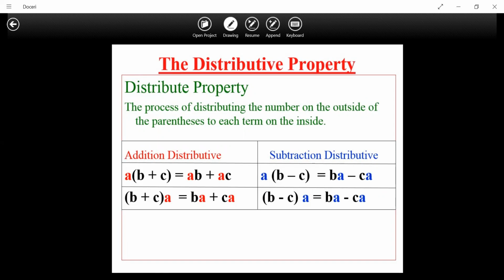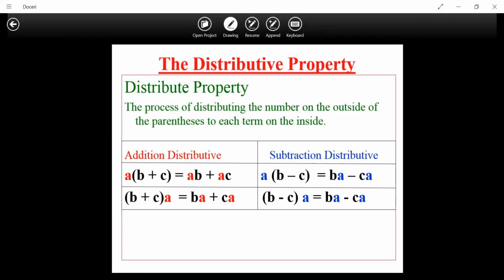Distributive property: the process of distributing the number on the outside of the parentheses to each term on the inside, okay? The number is the one closest to the parentheses. It can either be on the front or back of it. Majority of the time, you will see it in front of the parentheses. So that's the one we see the most, but it can be in the back, and you will see several examples today asking you to go back and forth with it. So I do want you guys to see it, okay?